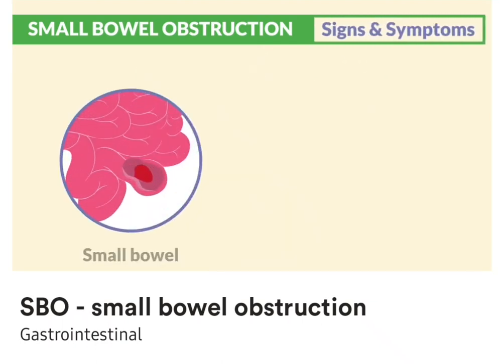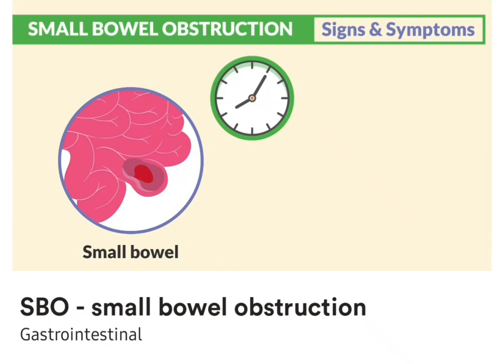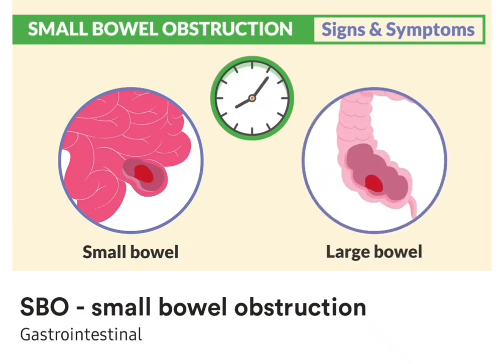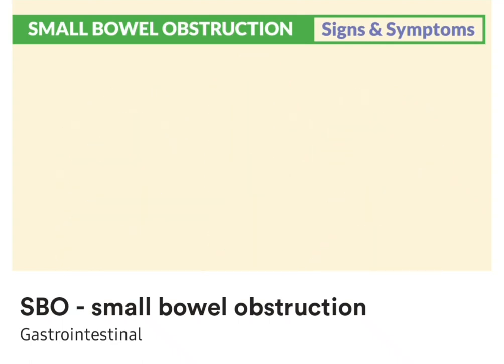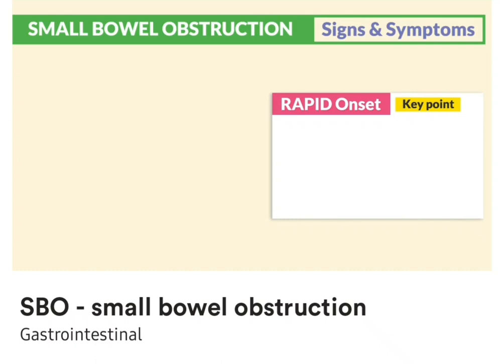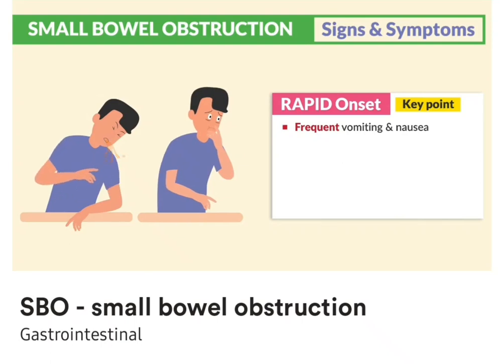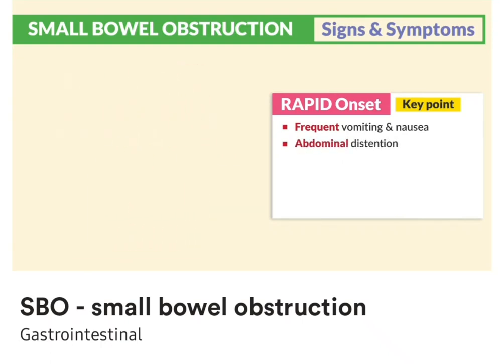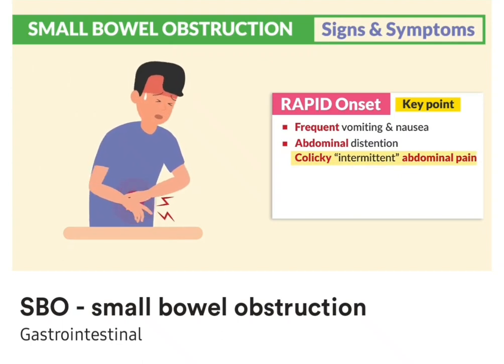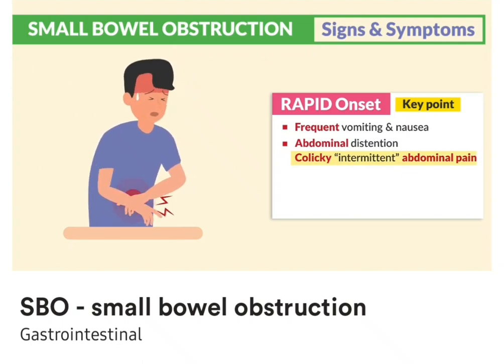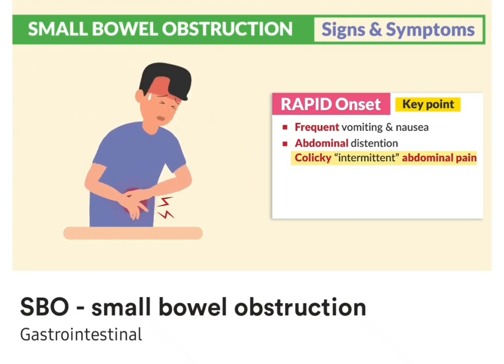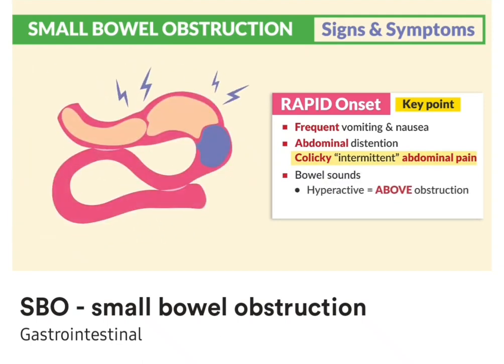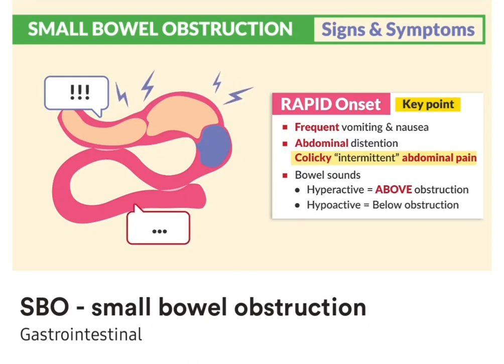So signs and symptoms of a small bowel obstruction develop faster than a large bowel obstruction. This is because small bowels are smaller, allowing for more rapid obstruction. So the key point for a small bowel obstruction is rapid onset. So write this down. Frequent vomiting and nausea, as well as abdominal distension, described as colicky, or basically intermittent abdominal pain. Remember, it's a rapid onset, happening quickly. And again, bowel sounds. We hear hyperactivity above the obstruction and hypoactivity below the obstruction.